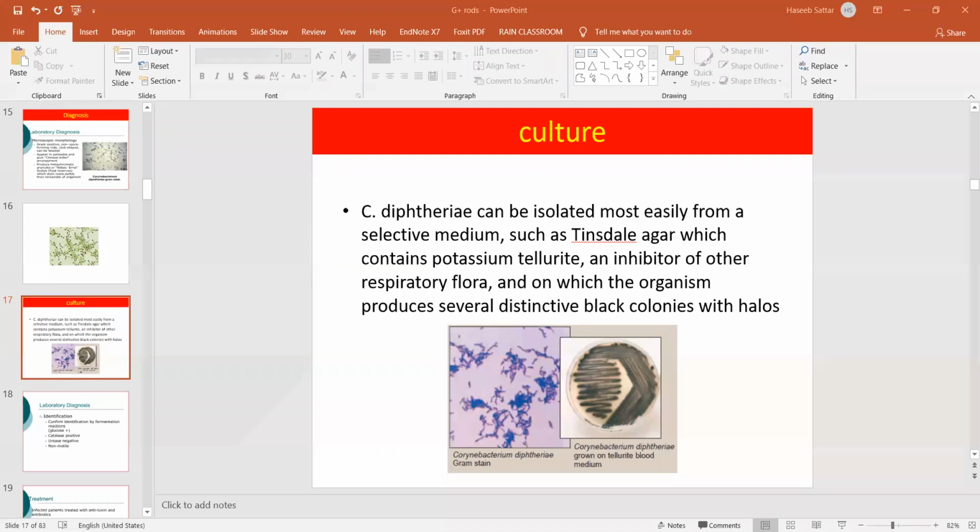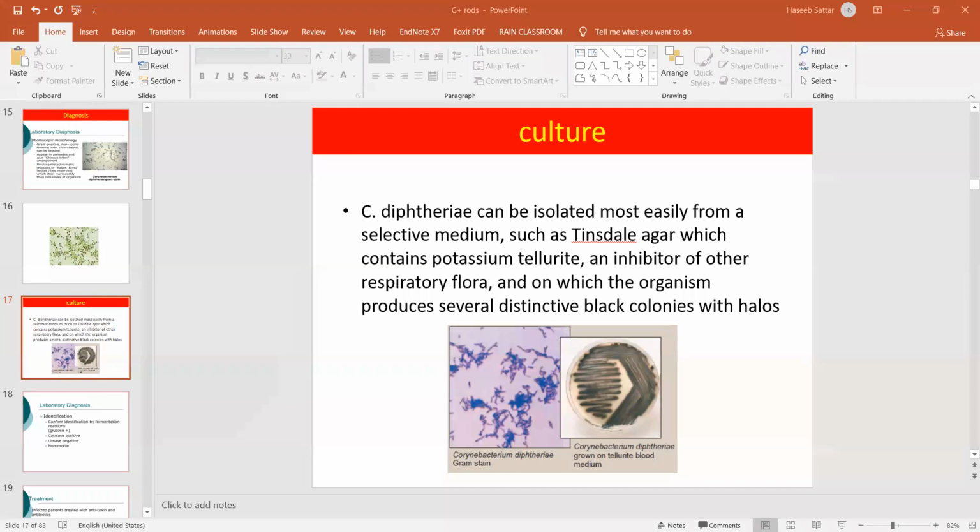This Tinsdale agar contains potassium tellurite. This potassium tellurite inhibits all the other respiratory bacteria. Instead, only Corynebacteria can grow on this media. So when we apply a sample taken from the respiratory tract, only if the sample contains Corynebacteria will they grow on the media. All other bacteria will not grow. So this is a differential media which only allows the growth of Corynebacterium.